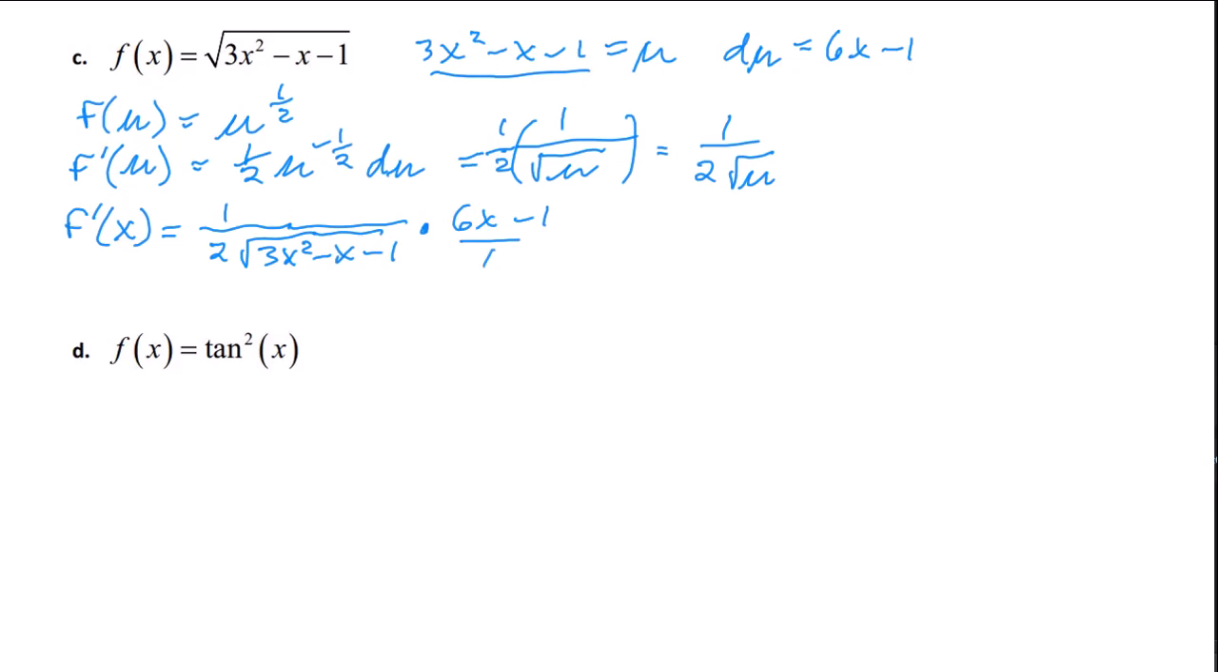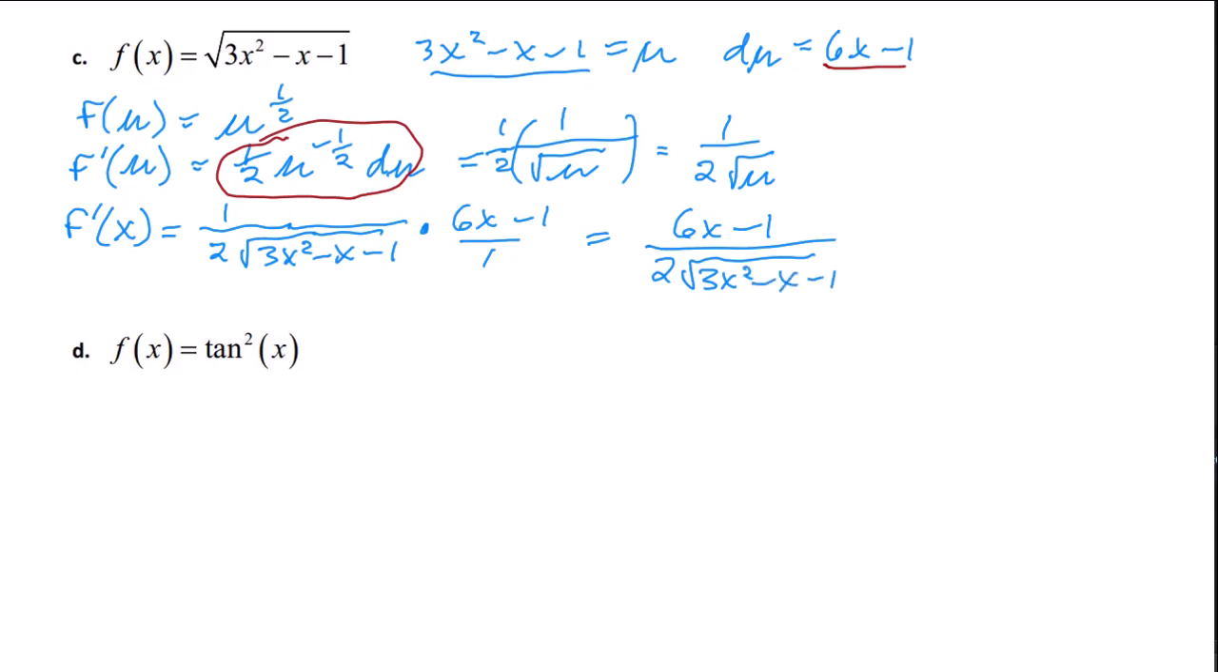Look what we just did. The outside part is just this. The inside part is our 3x squared minus x minus 1. So we found the derivative of the outside part, and then we had to multiply it times the derivative of the inside part. We're starting at the outside, working our way in. So this is going to equal what? Well, 6x minus 1 over 2 times the square root of 3x squared minus x minus 1. Imagine trying to do that without the chain rule.